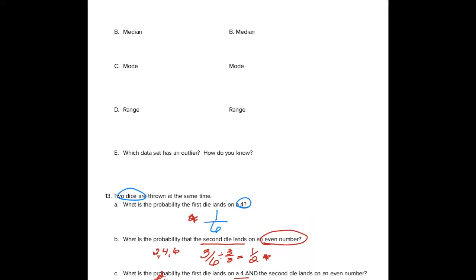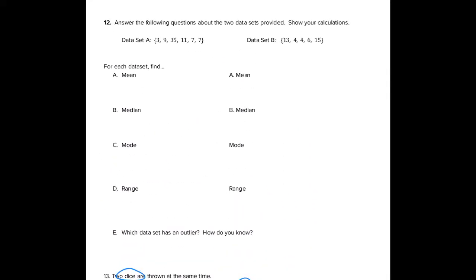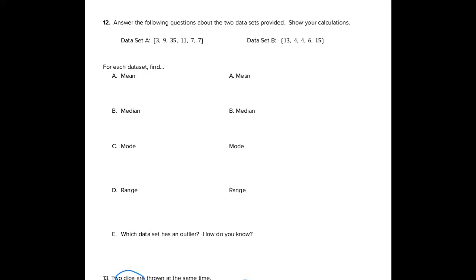All right, let's go up to number 12. Answer the following questions about the 2 data sets provided. Show your calculations. So we have data set A, wearing the red trunks, and data set B, wearing the blue trunks. All right. Find the mean. What's another word for mean? Put that in the chat. One word meaning for the mean. Anyone? That is the average. Yes, average.